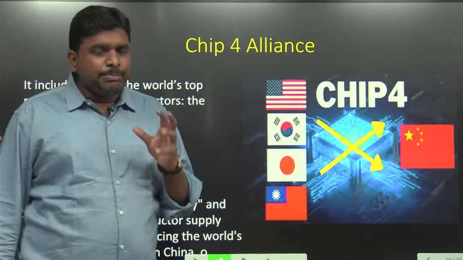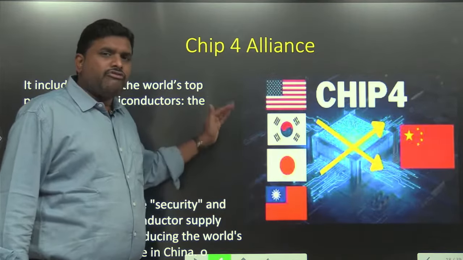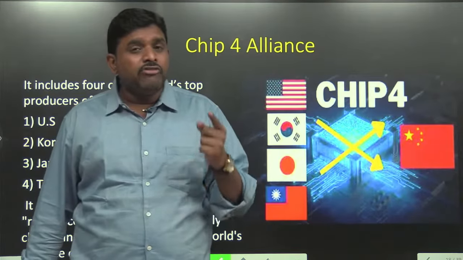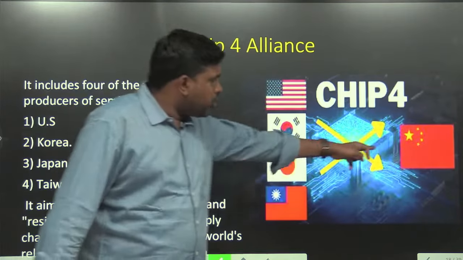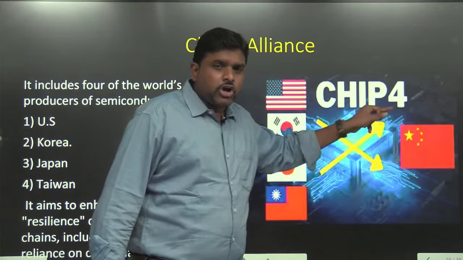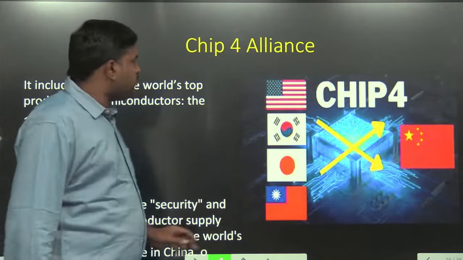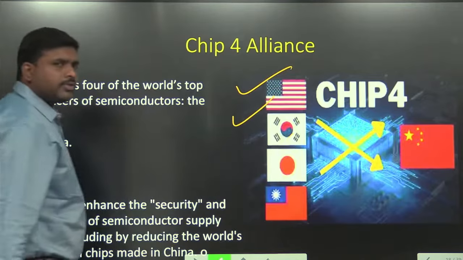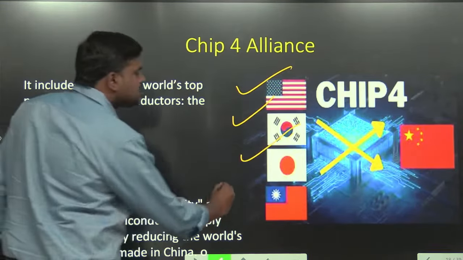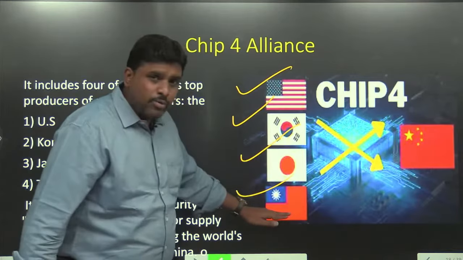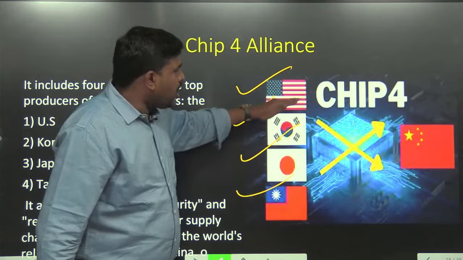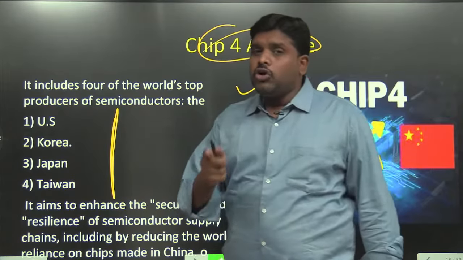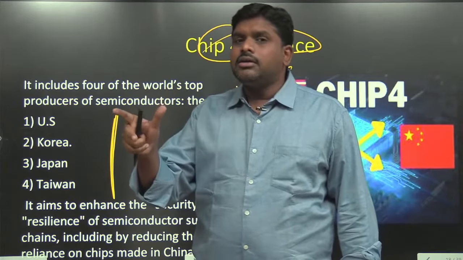Number 2, these all things happened in the March month. Chip 4 Alliance. 4 countries came together and formed an alliance against the monopoly of manufacturing of semiconductors by China. In order to address, oppose and resist China, the 4 countries came together. What are the 4 countries? United States of America, this is its flag. This is the flag of Korea, this is the flag of Japan, and this is the flag of Taiwan. Taiwan, Japan, Korea, USA.